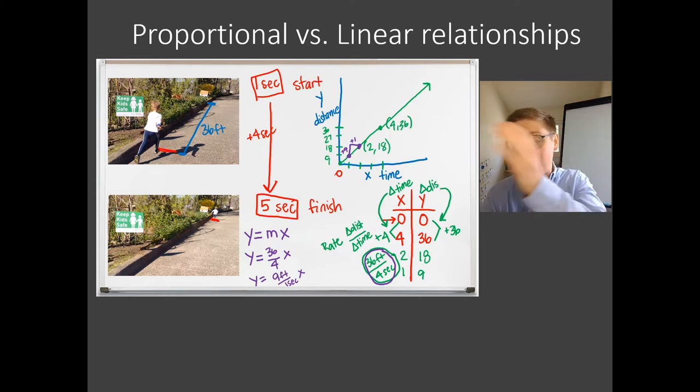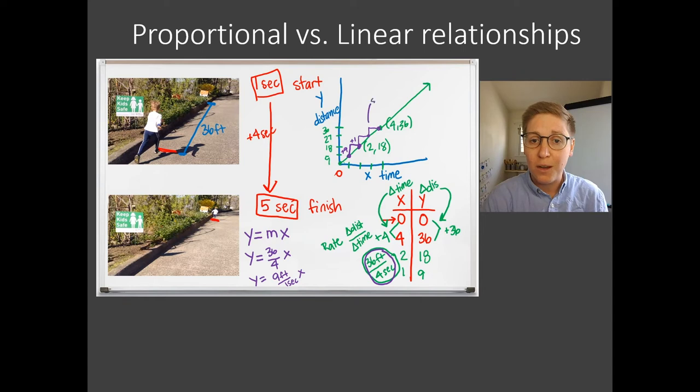It's going to make that straight line. Every 9 more feet, he's going to run 1 more second. 9 more feet, 1 more second. That is called a slope triangle. In this case, his rate is his slope, change in y over change in x. Change in y is his distance, change in x is his time. So I could use that equation.